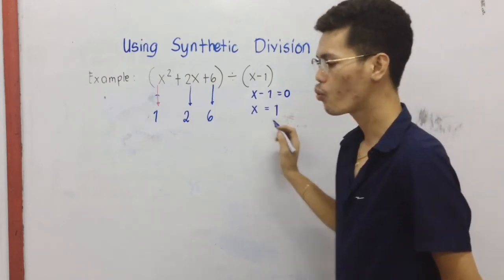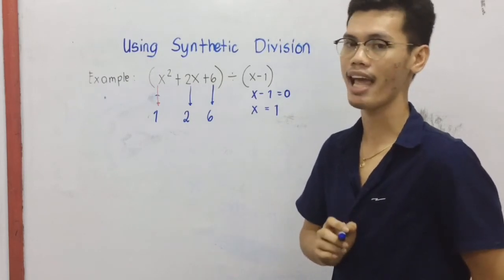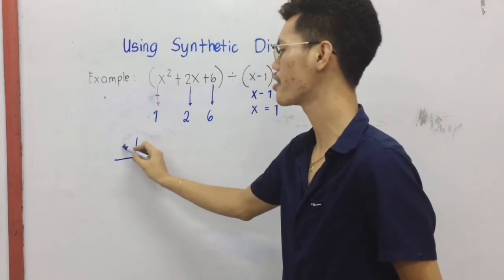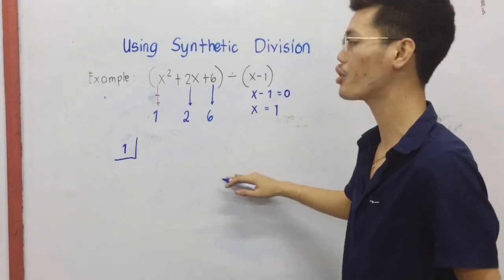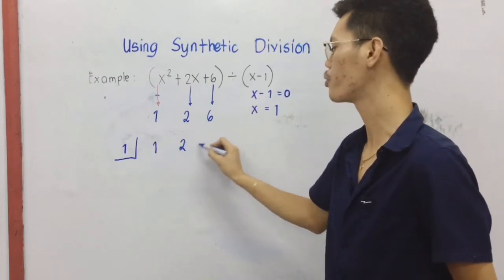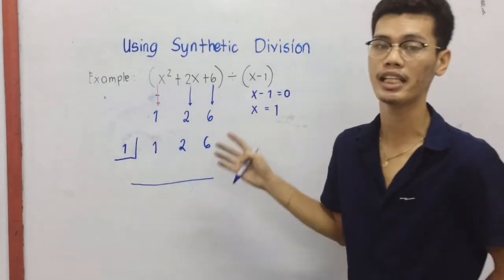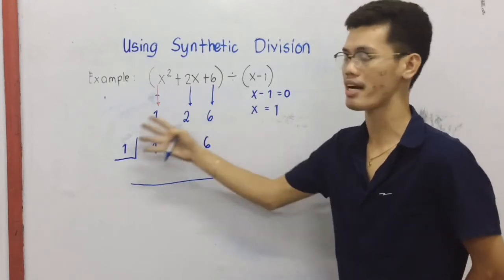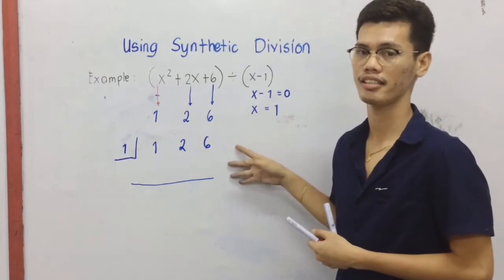Next, we have to use the format of synthetic division. How? We have to enclose the value of x of your divisor in a box and align the detached coefficients of your dividend. We have 1, 2, and 6. And you have to draw a horizontal line below the coefficients. This is the format of synthetic division.